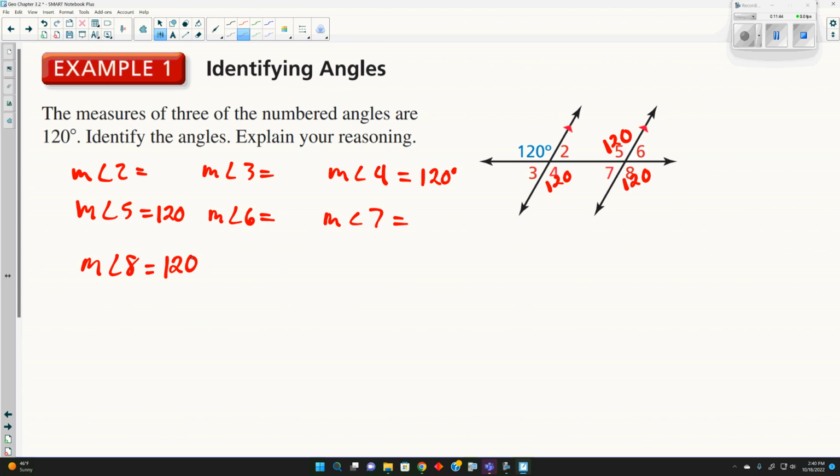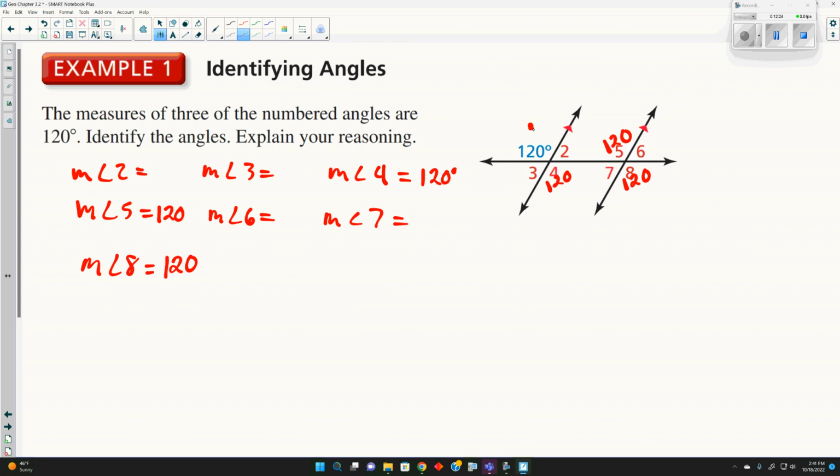Now there's multiple ways we can say that 8 is 120. One of them is because vertical angles. 5 is 120, so 8 has to be 120. We know that 120, the one we were given to begin with, well, alternate exterior angles is going to make 8 120 as well, yes? 4 and 8 are corresponding angles, yes? Corresponding angles are congruent. There's more than one way we can get there. Any questions on how we found 4, 5, and 8? No.